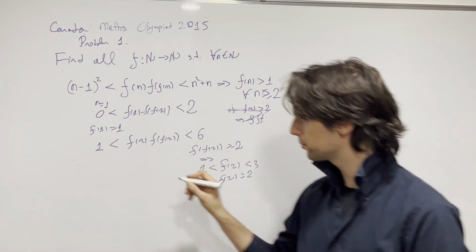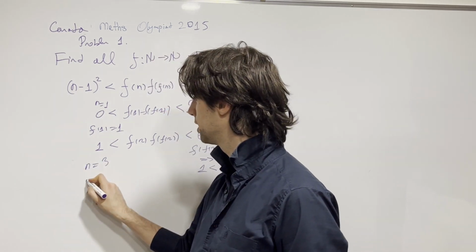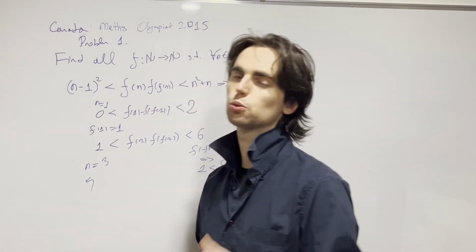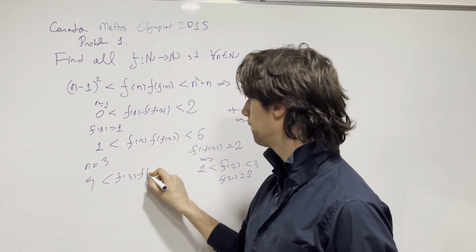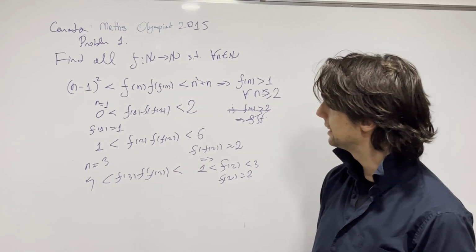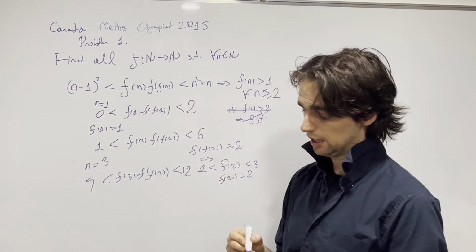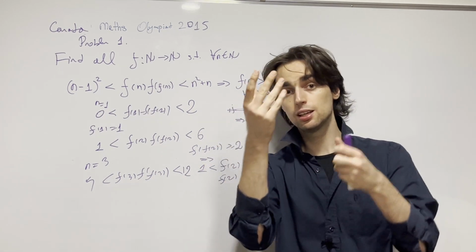And now when we look at 3, we're going to put n equal to 3. Here we have 3 minus 1 squared, which is 4, is less than f of 3 times f of 3, and this whole thing is less than 9 plus 3, which is 12. How are we going to do this? Here I invite you to pause for 5 minutes and figure it out.